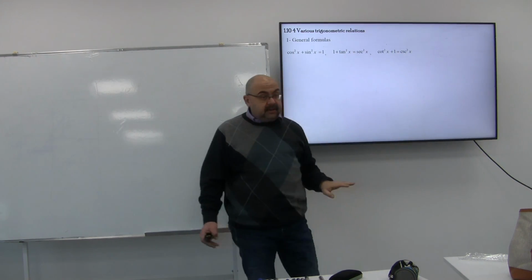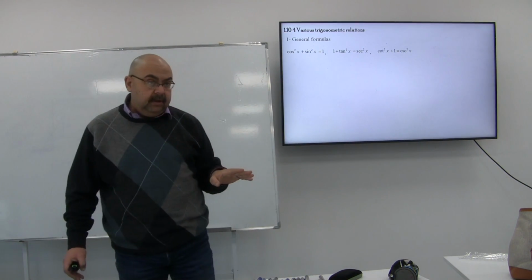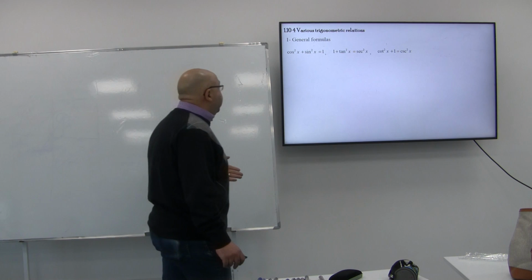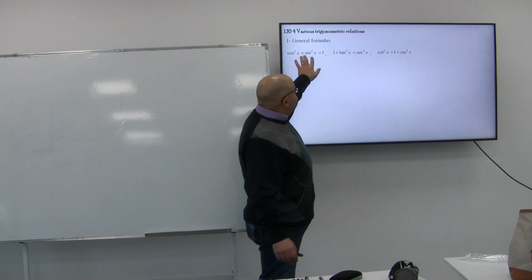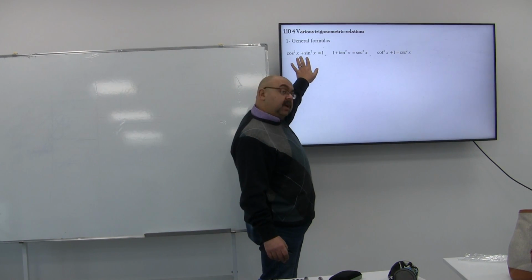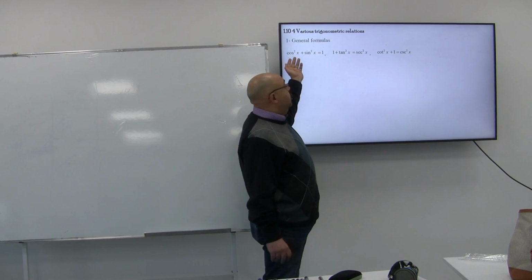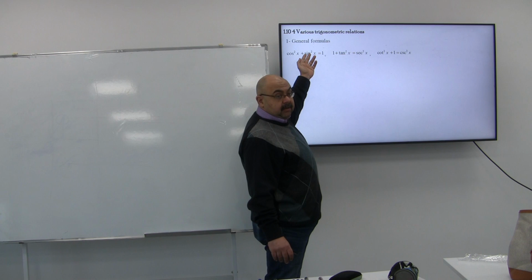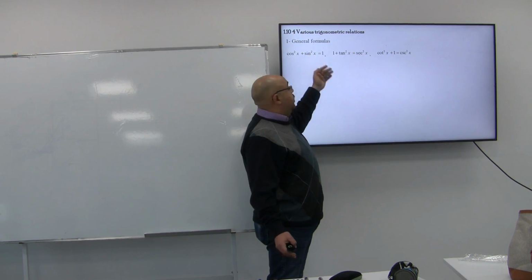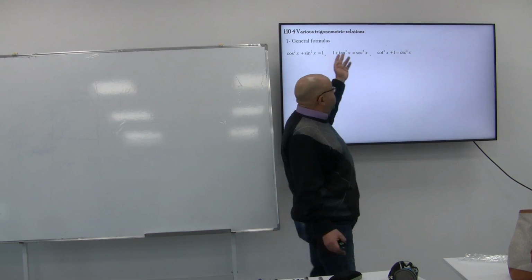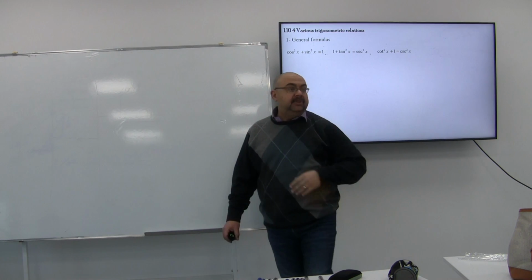Also, the third one is really very simple, because all you have to do is divide this relation by sine square. So you will have cosine square over sine square, which is cot square. And 1 is going to be, because you are dividing by sine square, 1 over sine square, which is cosec square. So it's really very simple.